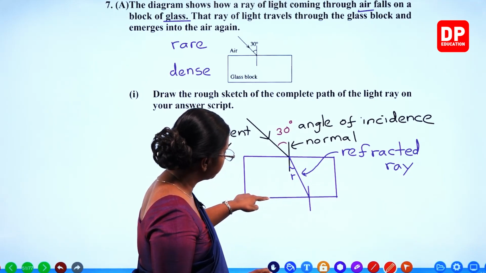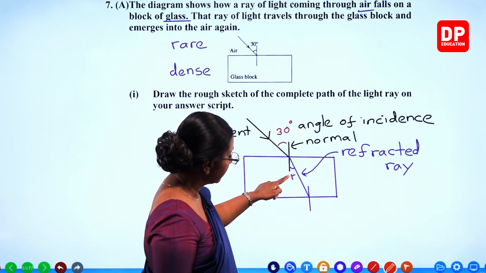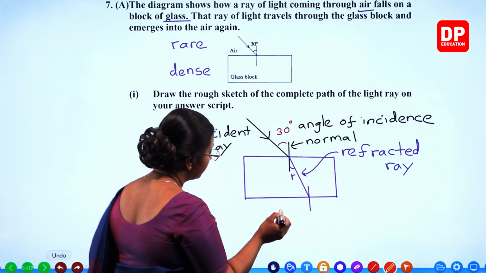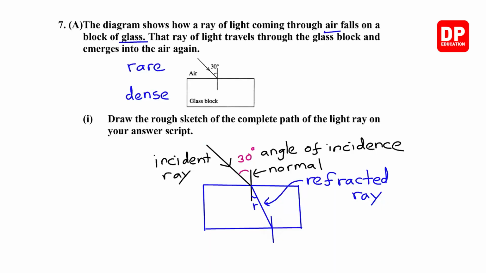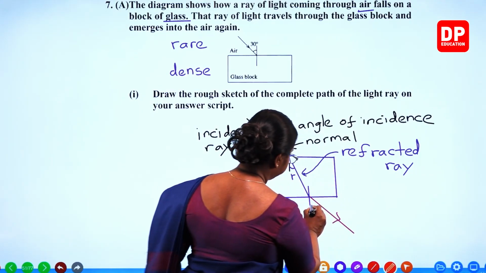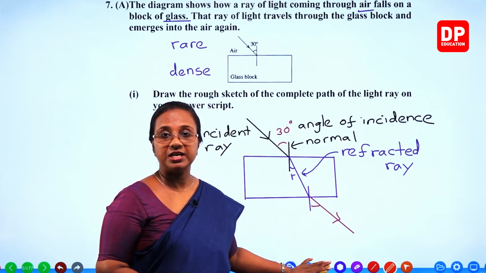Why? This is the refracted ray. At this point, this is the glass air. But what will happen is, the light ray is going from dense medium to rare medium. So because of that, it will refract away from the normal. So here students, if you properly measure and draw. Here of course I did not measure anything.